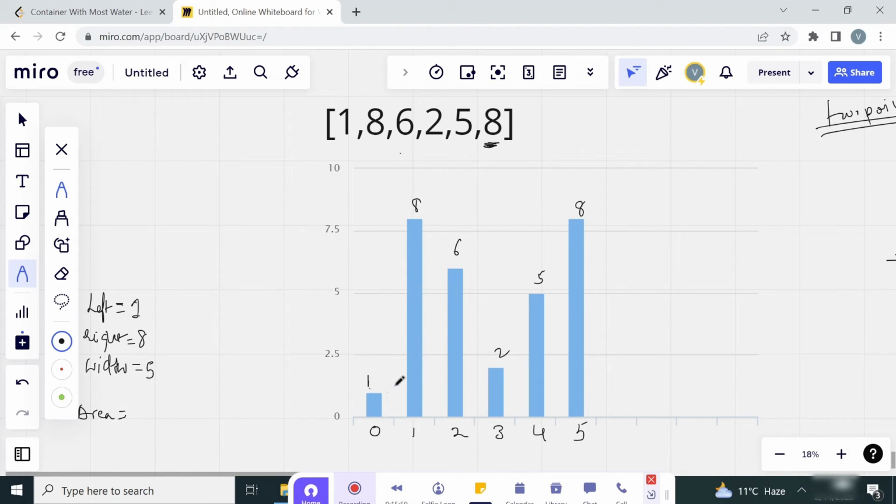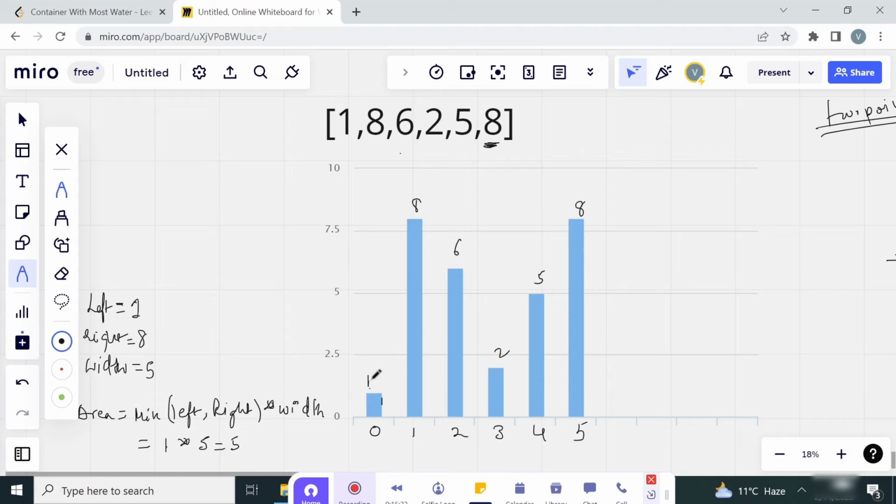The current area: we have to take the minimum of the left and the right heights. So it will be the minimum of left height, right height, into width. The minimum of left and right is 1, into 5, that is 5.